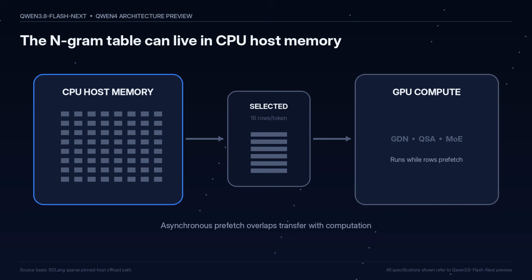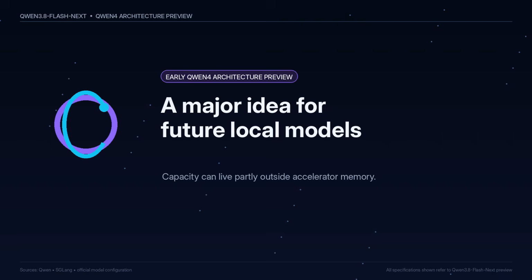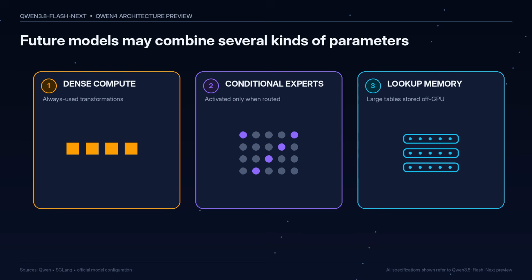And because the model knows which n-gram embedding it needs ahead of time, Qwen says this giant table can actually live in CPU host memory. The required entries can then be asynchronously prefetched while the GPU is doing other computation. So those extra parameters don't necessarily have to permanently consume accelerator memory. That's a very big idea for future local models. Model intelligence may increasingly come from different classes of parameters. Parameters that require computation. Parameters inside experts that are only conditionally activated. And giant memory-like embedding tables that can potentially sit outside the GPU.